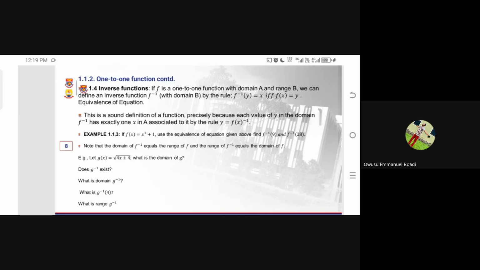Remember that we found the domain of g to be what? x is such that x is greater than or equal to -1. That is the domain of g of x. And now we are asking for the range of the g inverse of x. What will it be? The range will be plus or minus 2.